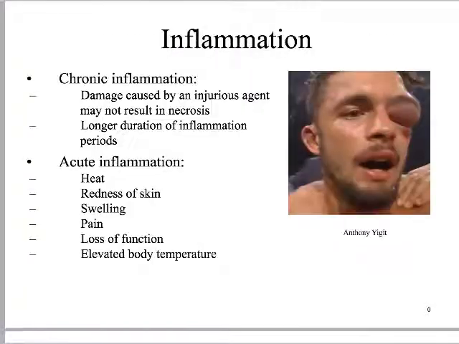So these can be really shocking responses. This would be an example of an acute inflammation, this big black eye that this person continued fighting with. An example of chronic inflammation is a process where the inflammation periods are really long, like, for example, lymphedema that follows cancer treatment. But with acute inflammation, we often see heat, redness of the skin, swelling, pain, loss of function. This individual can no longer use this eye. And elevated body temperature.